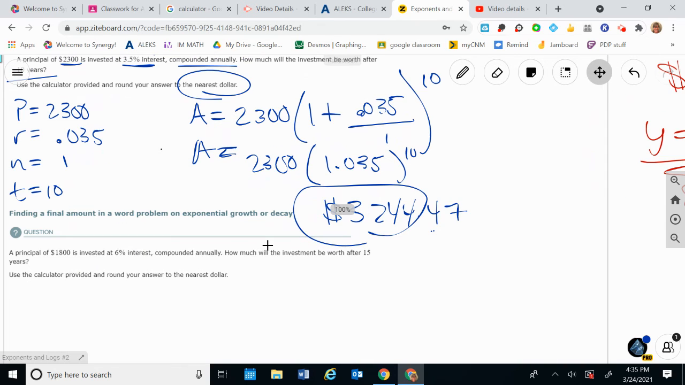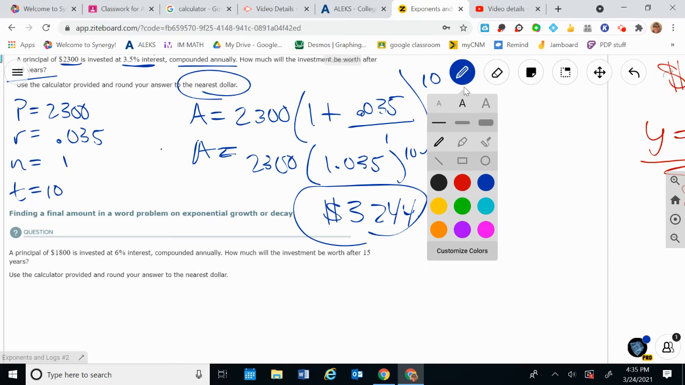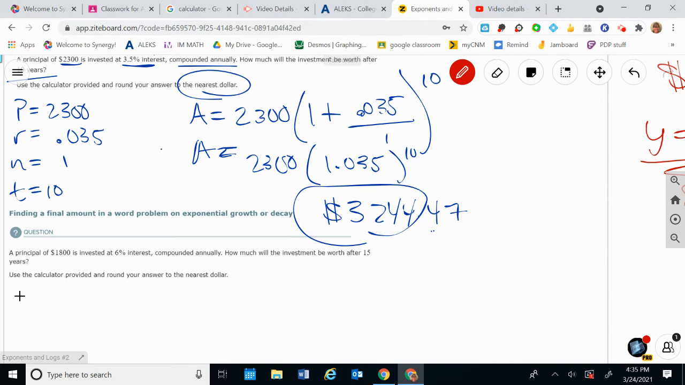It might be too small. Sorry about that, you guys. Okay, again, if you want to try it on your own, go ahead and pause and then check it with me. Then you can zoom through me. So the P is 1800. Rate is 0.06. Compounded annually, so n is 1. 15 years.